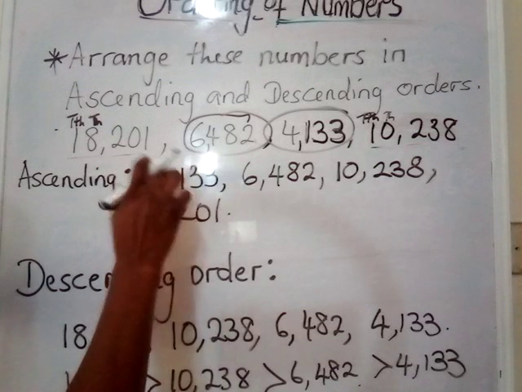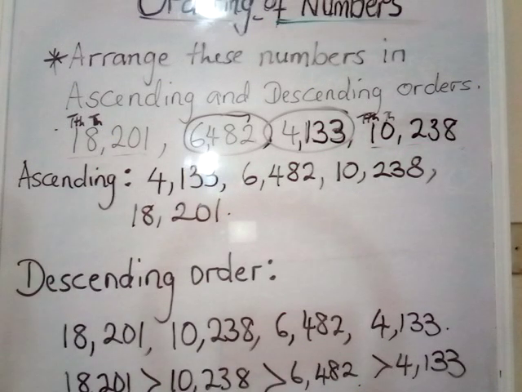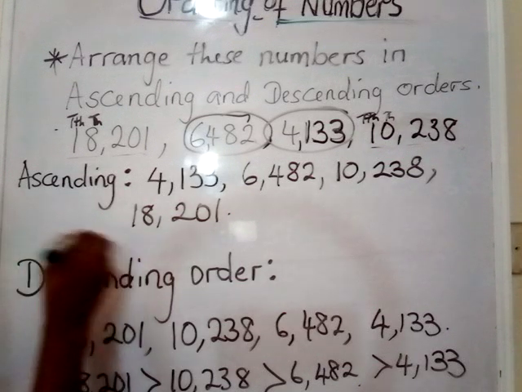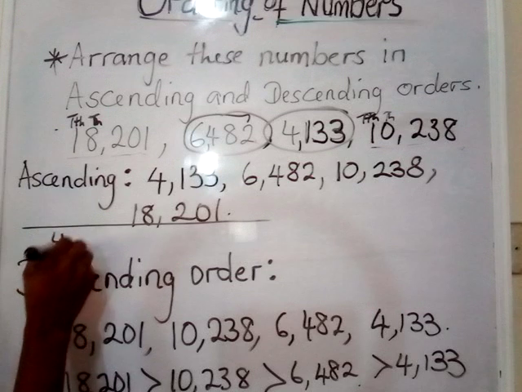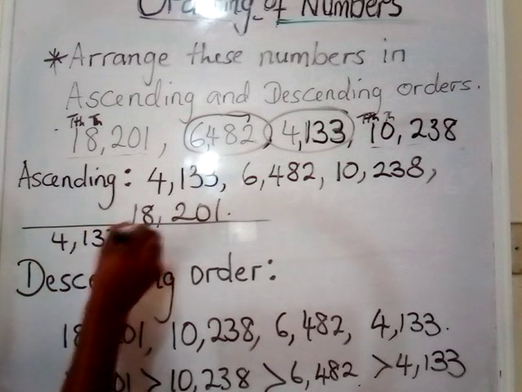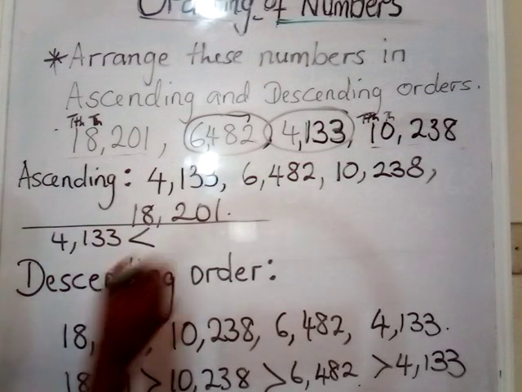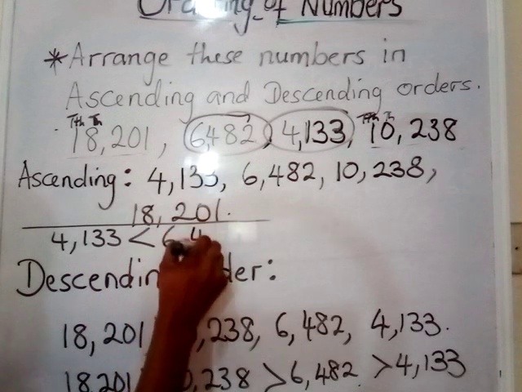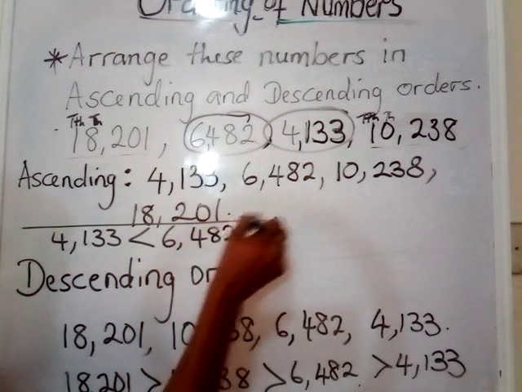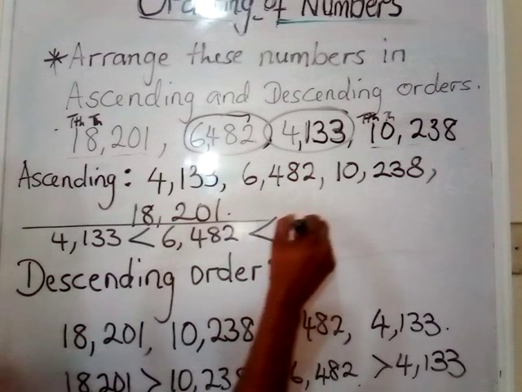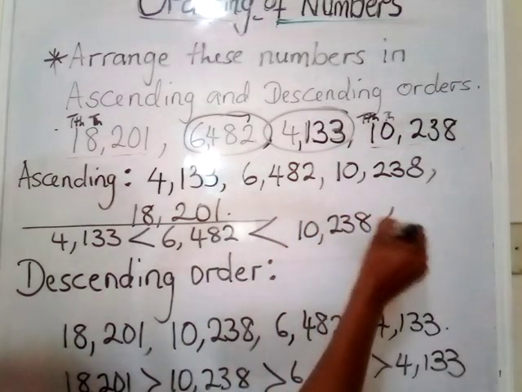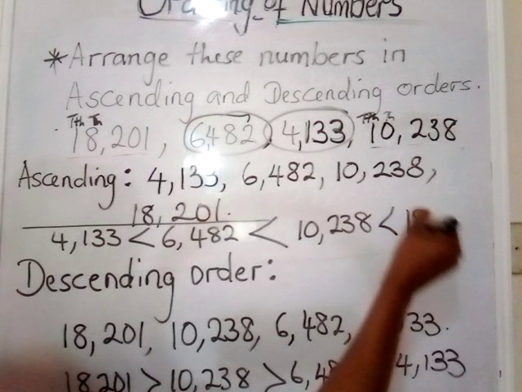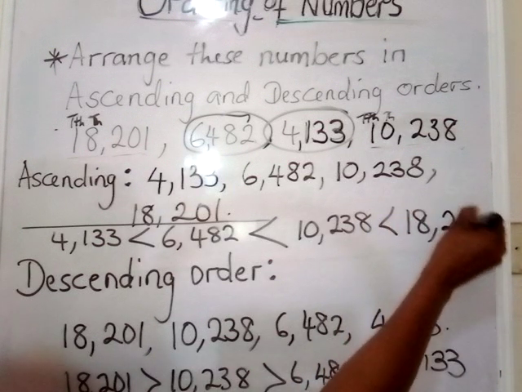Now for the case of these first numbers here, it will go this way if you want to use the symbols. So you have 4,133 is less than 6,482, and this is less than 10,238, and this is less than 18,201.